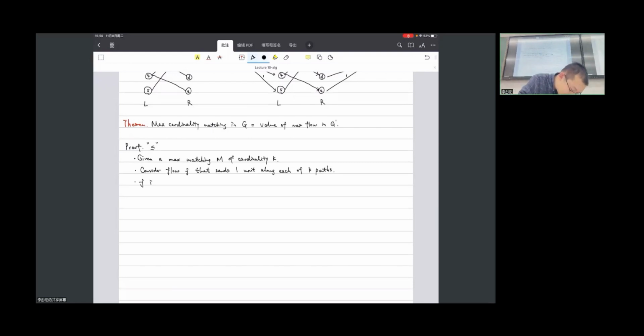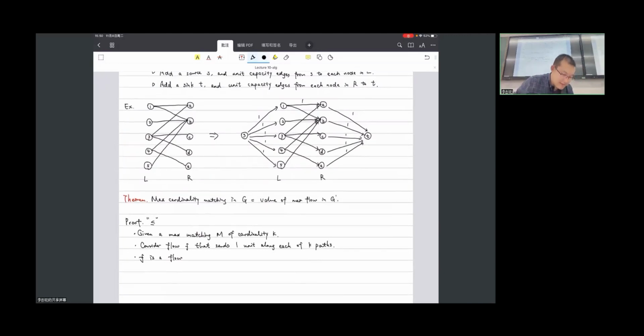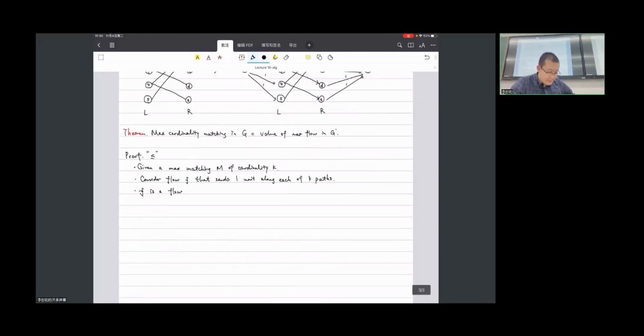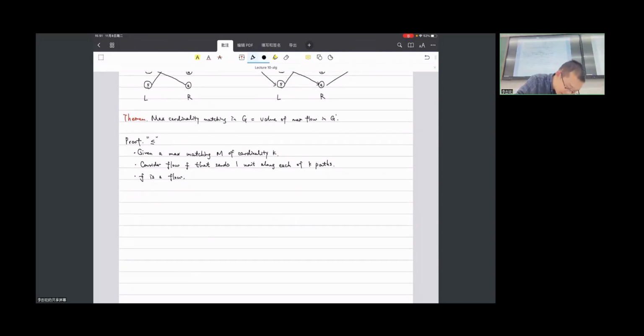So we know that such an F is a flow, because it comes from a matching. A key point of the matching is that different vertices don't talk to each other, and each vertex is adjacent to at most one edge. So as long as we have a max matching of cardinality K, we can consider a flow that sends one unit along each of these K paths. This gives us that F is a flow, and the flow has value K. So the value of the max flow in G prime is at least K.